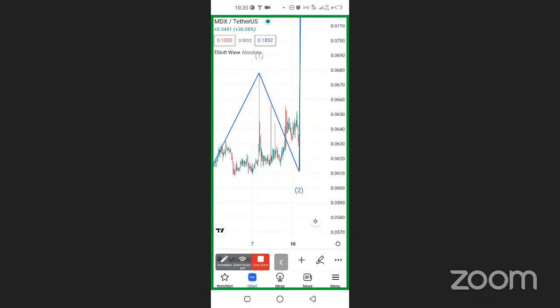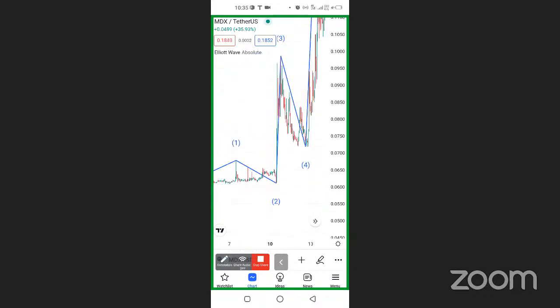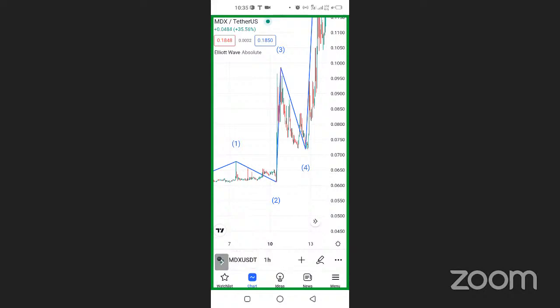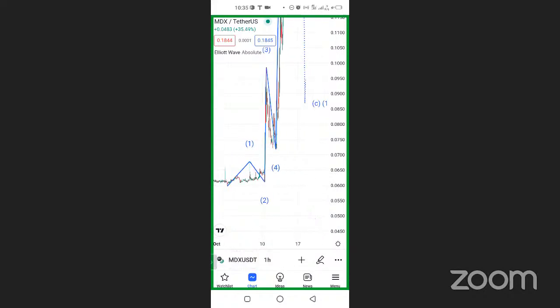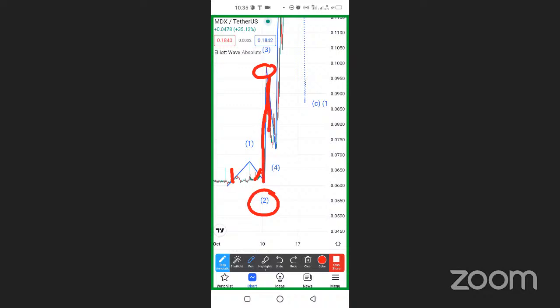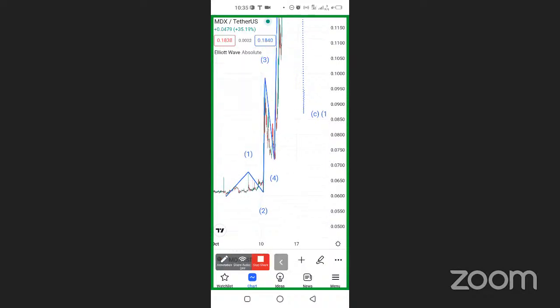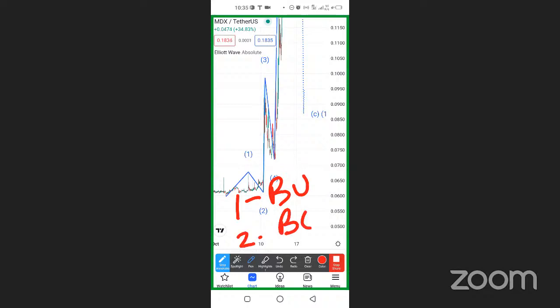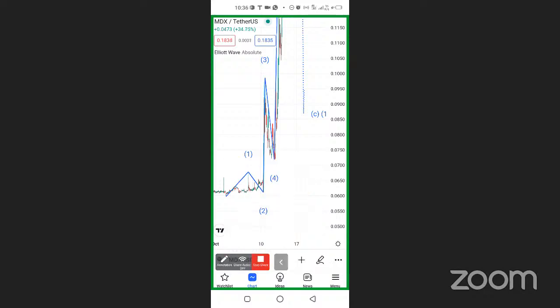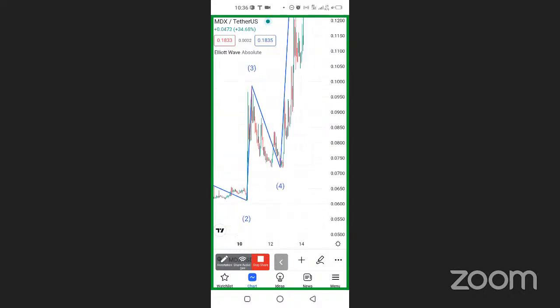Then let us go to wave 2. You see wave 2? We are done with 1 and 2. This was 1. This was 2. Now we are going to 3. It gives you a 2 here, then 3 is this one. Now 3 is bullish. 1 is bullish. 2 is bearish. 3 is bullish. Then 4 is bearish, from 3 coming down here.